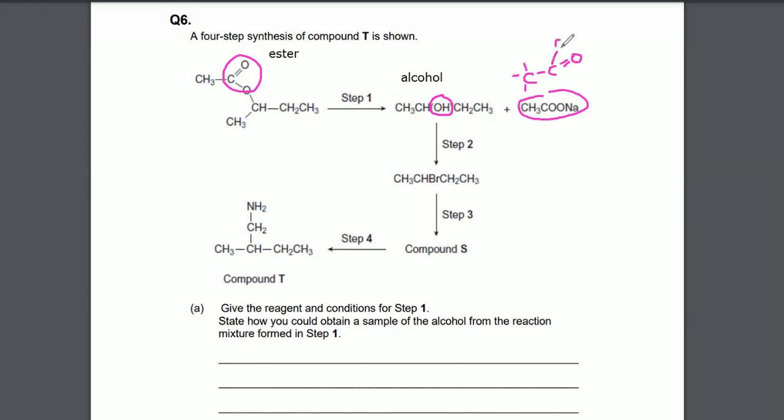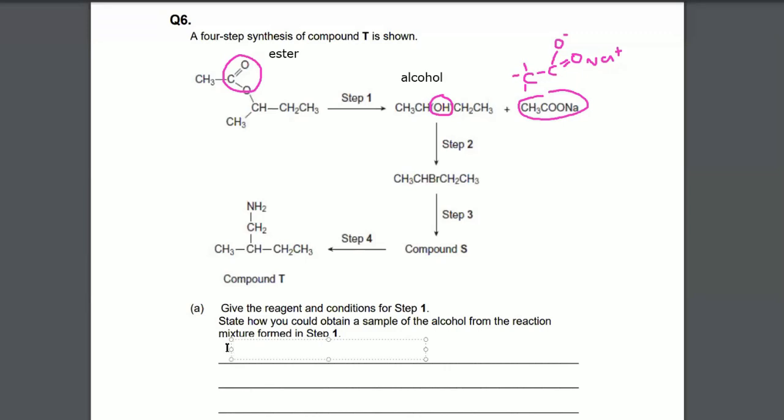So what's happened? How do you turn an ester into an alcohol and carboxylic acid? You hydrolyze it. That means you break the bonds and you split it, and it goes back to the two reactants the ester itself was formed from. And so we have an alcohol and a carboxylic acid. So it says, state how you'd obtain a sample of the alcohol from the reaction mixture.